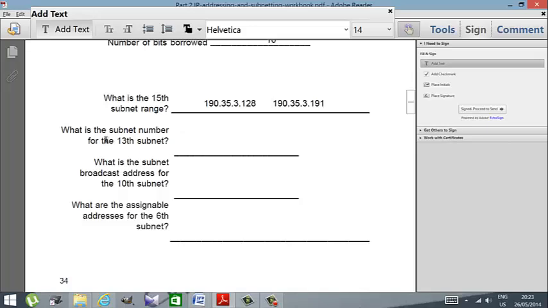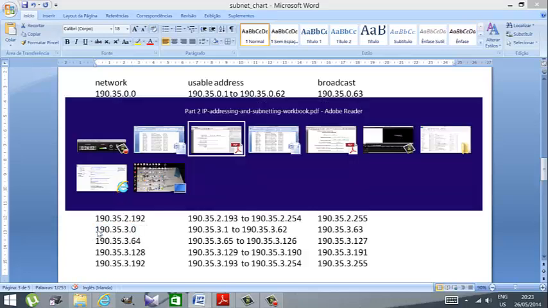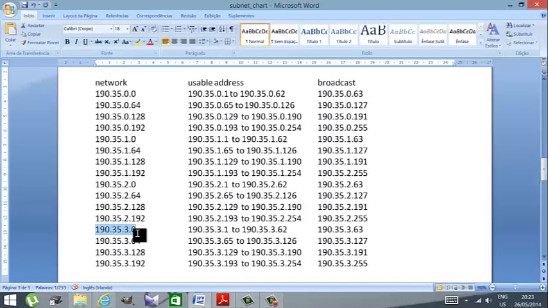What's the subnet number for the 13th subnet? So it's the 15th, 14th, 13th. The subnet number is the same as the network ID, which is this one. What's the subnet broadcast address for the 10th subnet? So this is the 13th, 12, 11, 10. What's the broadcast address? Here we have the broadcast address.